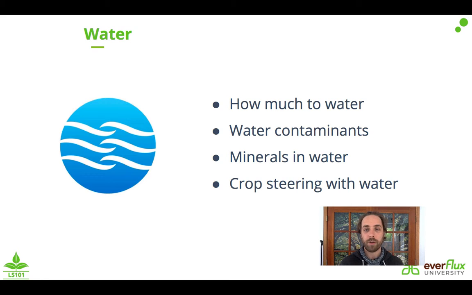So we'll start with the water. This really comes down to, how much should I water? This is the endless question that growers are asking themselves, asking people in online forums: is this too much, too little watering? And another thing that a lot of people aren't really considering, but should be, is the source of their water and what kind of contaminants might be in that water.